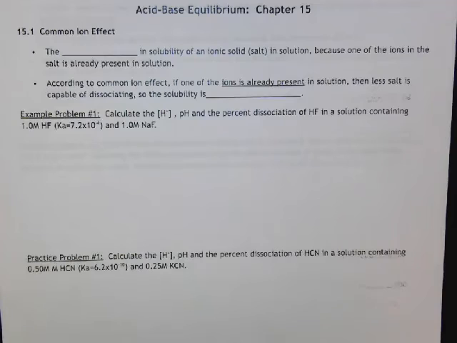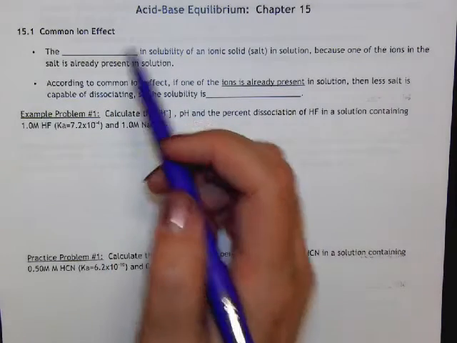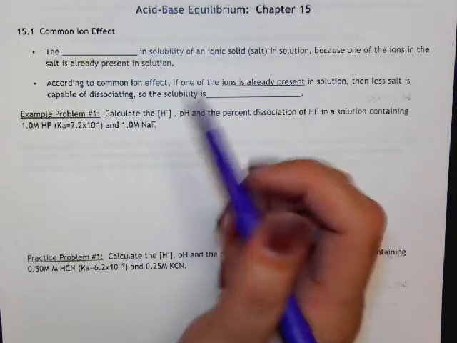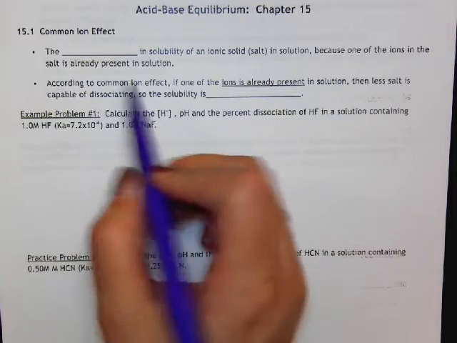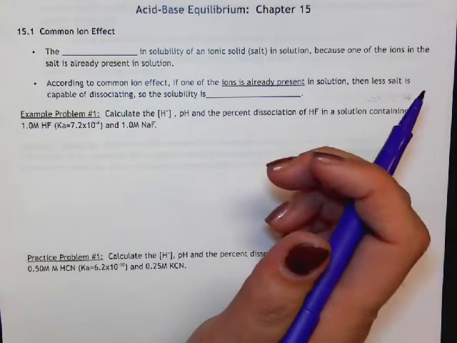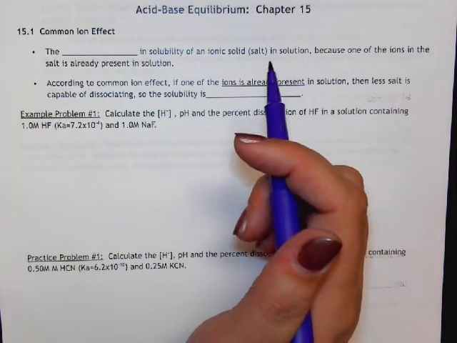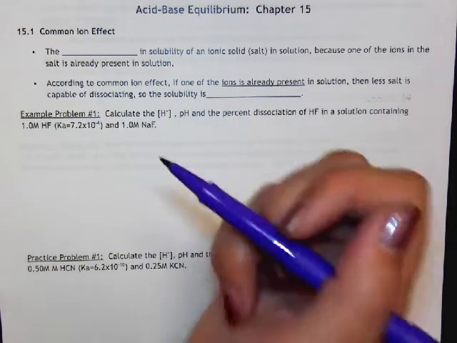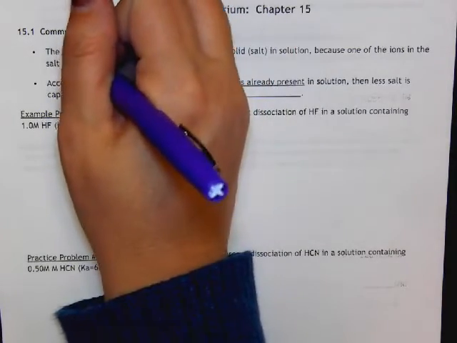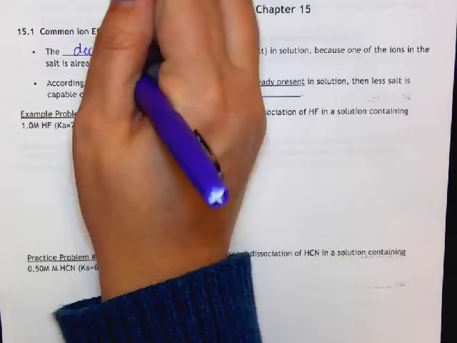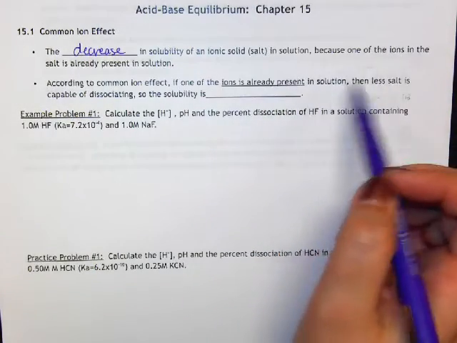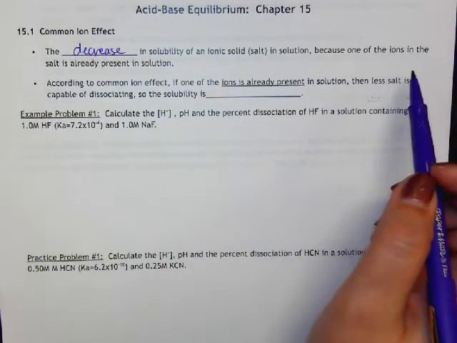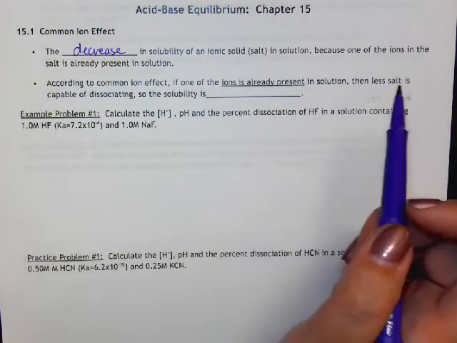In this video we're going to talk about the common ion effect. We saw this in our last unit, but now we're going to apply it to acids and bases. When we talked about it in terms of our Ksp, or solubility of salts, it was the decrease in solubility of an ionic salt in solution because one of the ions was already present. And we saw that when we did our Ksp.